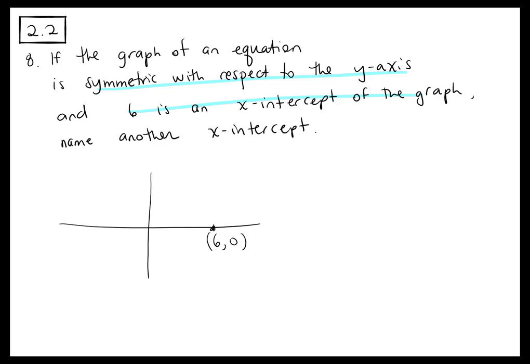we can come up with the other one, because symmetry with respect to the y-axis means that if you have (x, y) on a graph, then you also have (-x, y). So since we know (6, 0) is on the graph, therefore we also know (-6, 0) is also on the graph. And it turns out that (-6, 0) is also an x-intercept. So there's our other one.